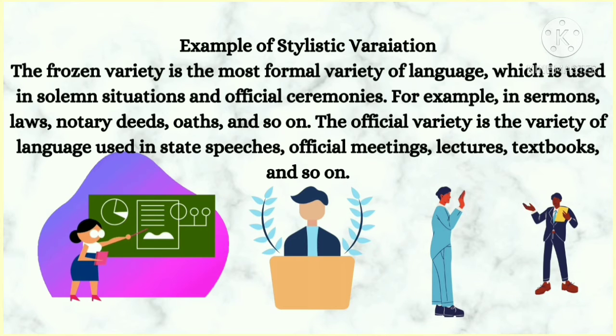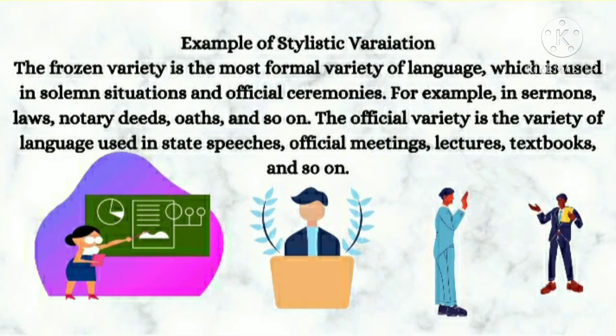And third is an example of stylistic variations. The frozen variety is the most formal variety of language, which is used in solemn situations and official ceremonies, for example, in sermons, laws, notariates, oaths, and so on. The official variety is the variety of language used in state speeches, official meetings, lectures, textbooks, and so on.